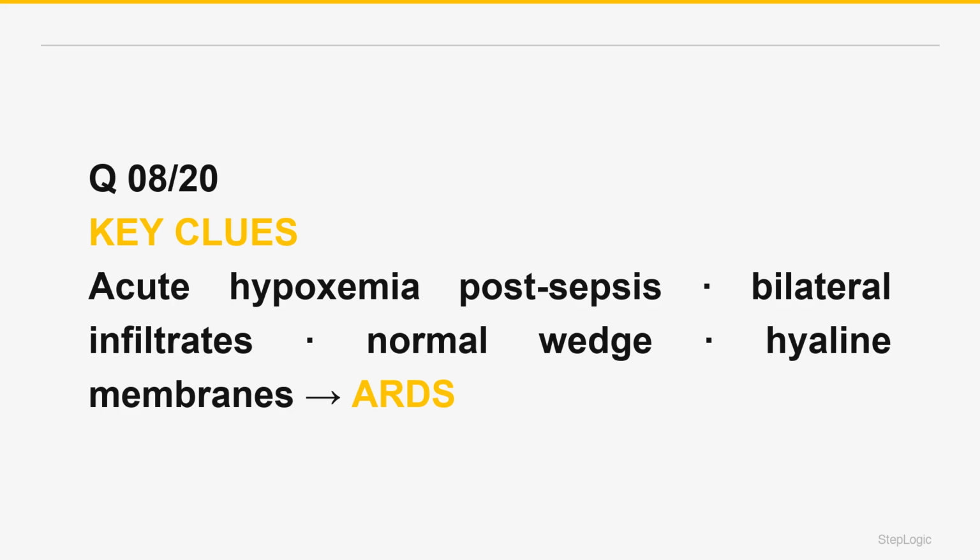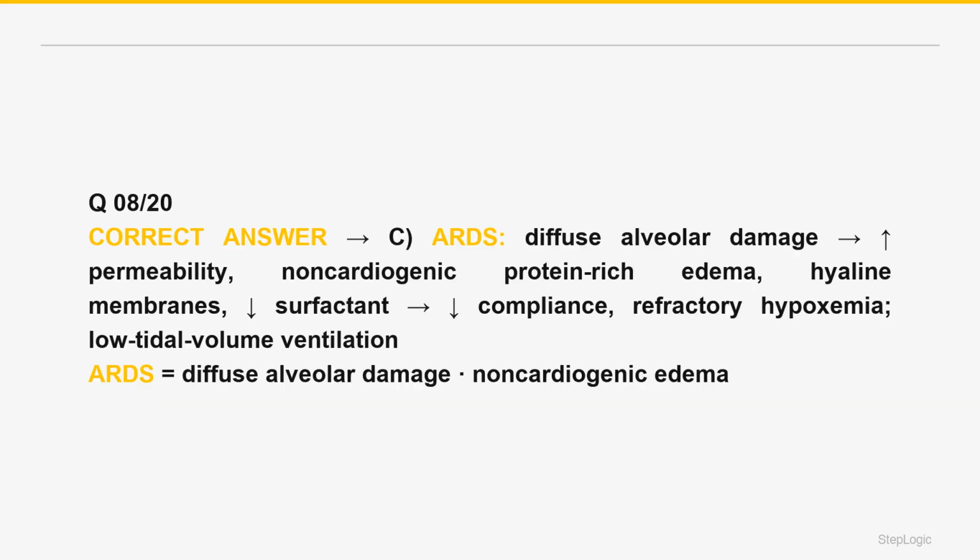Protein-rich fluid leaks into the alveoli, a non-cardiogenic pulmonary edema. Damaged pneumocytes form hyaline membranes and produce less surfactant, leading to widespread alveolar collapse. The correct answer is C.